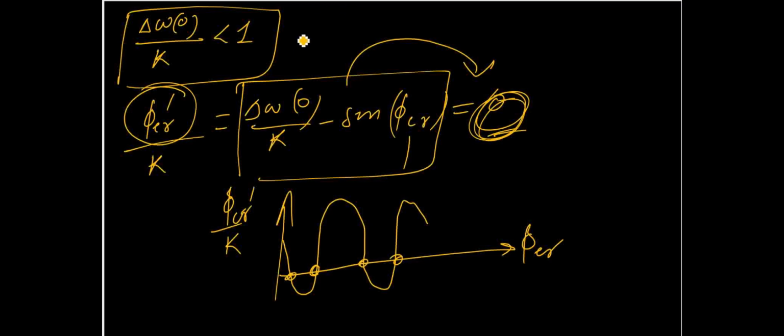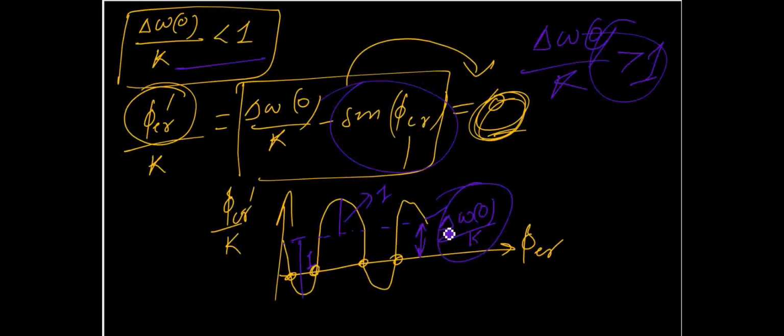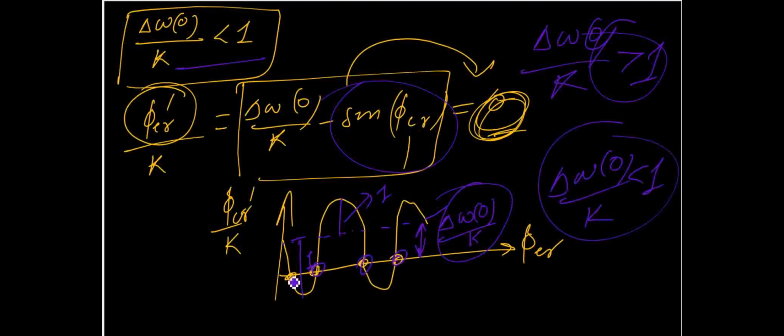That was the case of PLL lock, and now I'm giving the second case, if this condition is not satisfied. If delta omega 0 by k is greater than 1, what does it mean? In the plot below you can see the value of delta omega 0 by k, shifted by that much. You also know that the amplitude of sine phi error is 1. Only when delta omega 0 by k is less than 1 are we able to get this solution point.